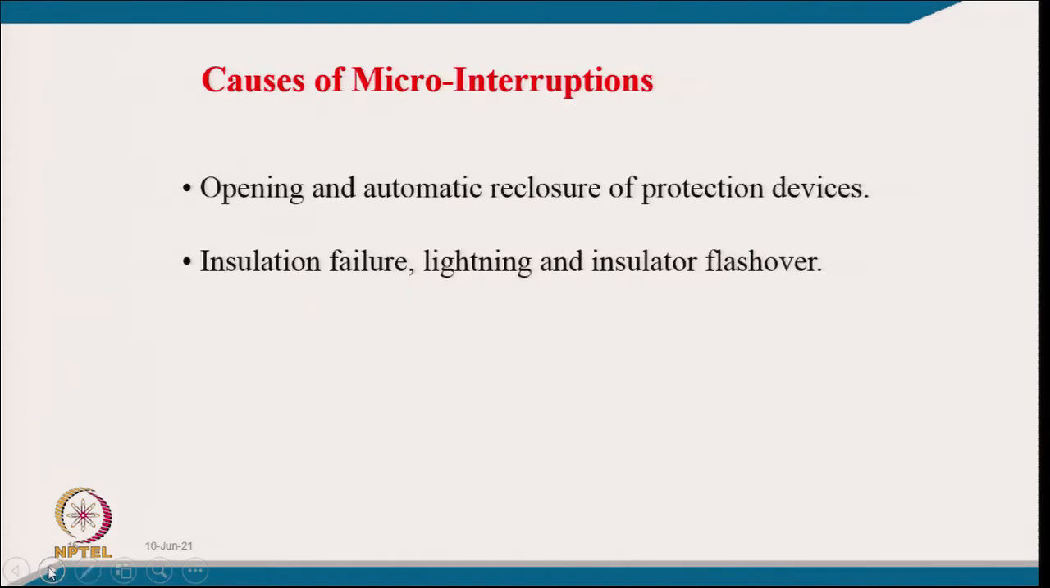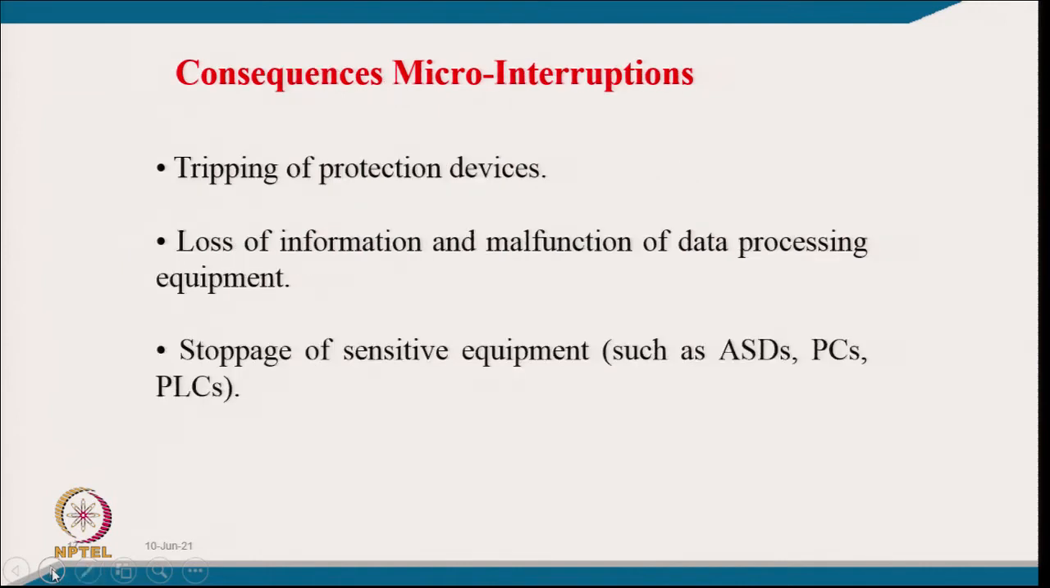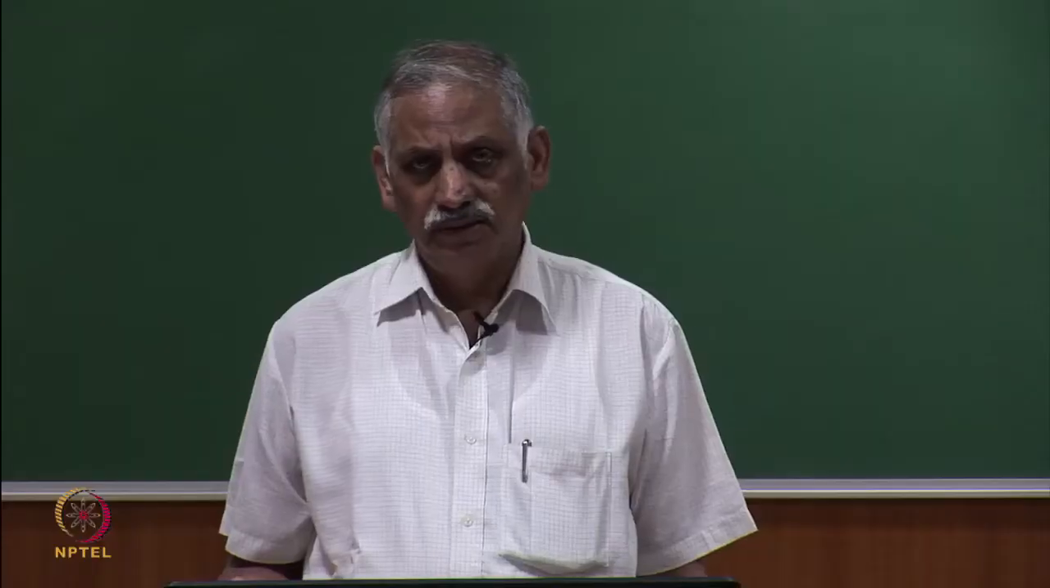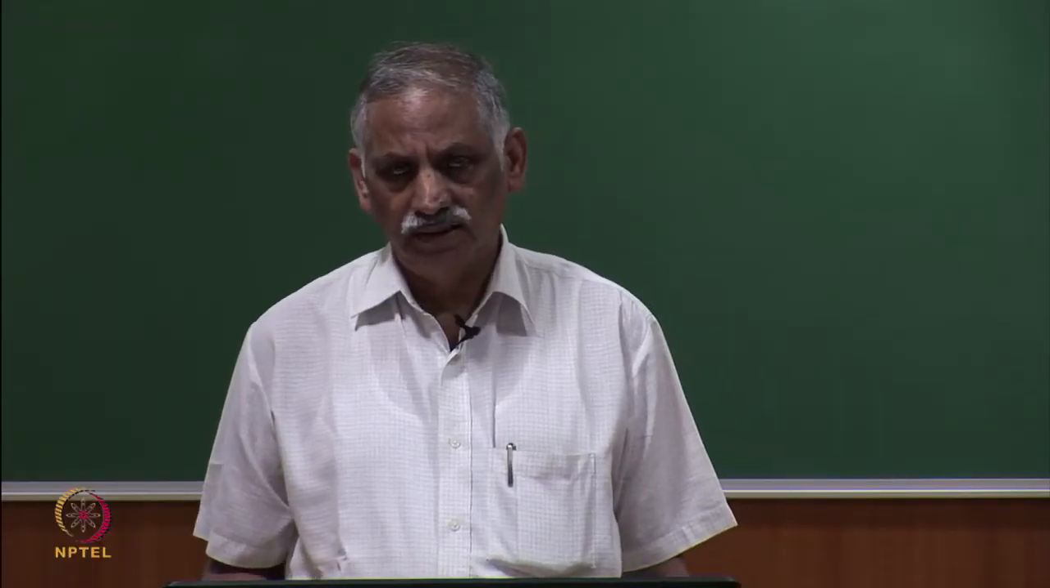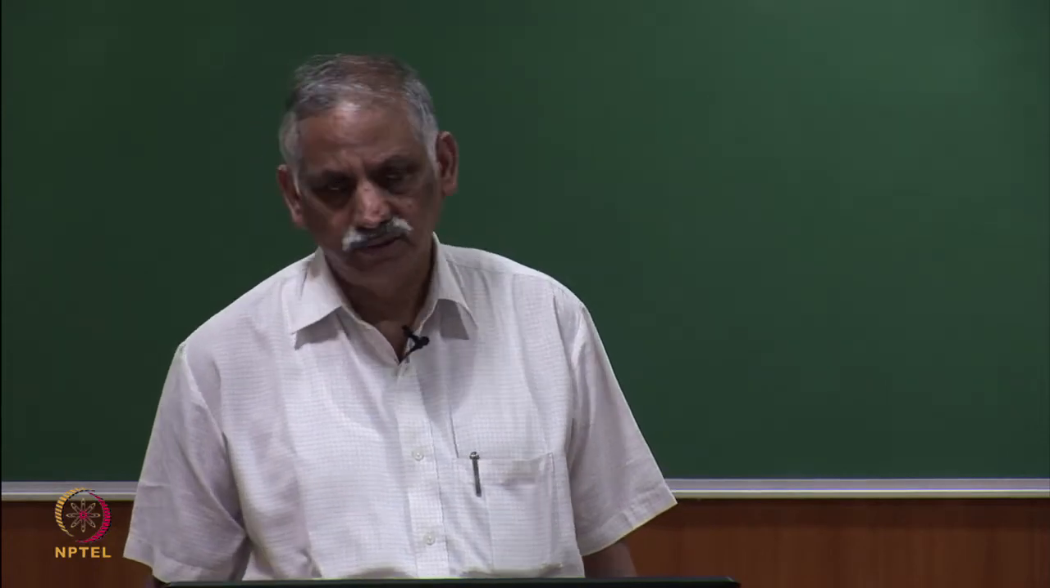Well, what are the causes of micro interruption? Opening or automatic reclosure of protection devices, insulation failure, lightning, and typically insulator flashover. Consequences of these micro interruptions are tripping of protection devices, loss of information and malfunction of data processing equipment, and of course stoppage of sensitive equipment such as adjustable speed drives, personal computers, and programmable logic controllers. They are affected because they use a lot of solid state control, sophisticated electronic components, and the protection is very sensitive. So their protection can operate, and that causes all this equipment to almost stop.